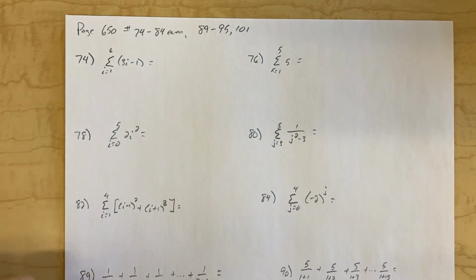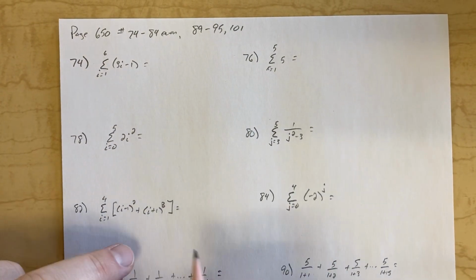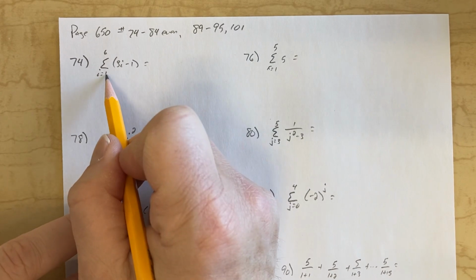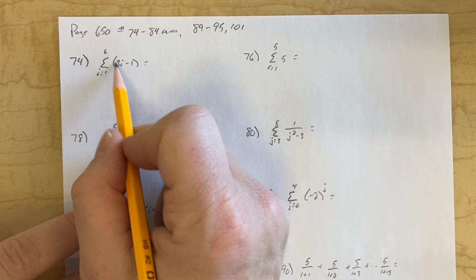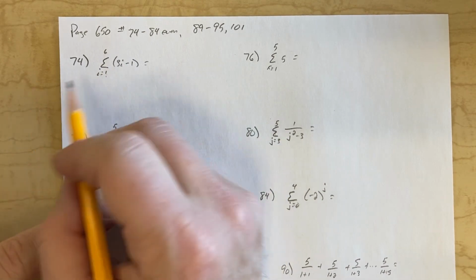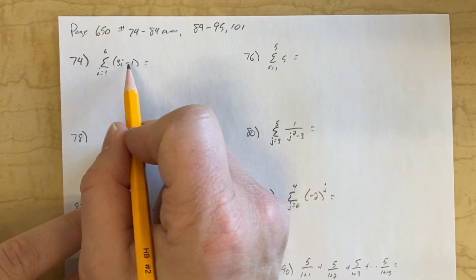All right, these are the answers to page 650. Sigma notation. What you're looking at is you're adding from the first term to the sixth term of a sequence that's defined by this right here. So what we can do is work those terms out.